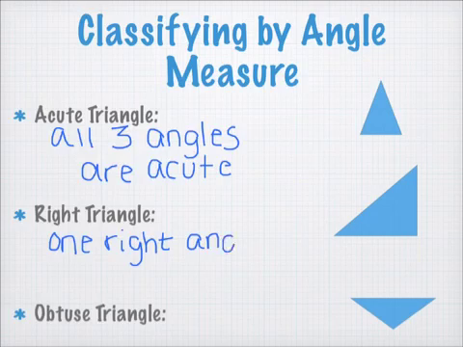Now, why is it that an acute triangle has to have all three angles be acute, but a right triangle only has to have one right angle? Because that's equal to 90 degrees. Why doesn't a right triangle have to have 3 right angles? Because it can't, because then it would be a box, a square.